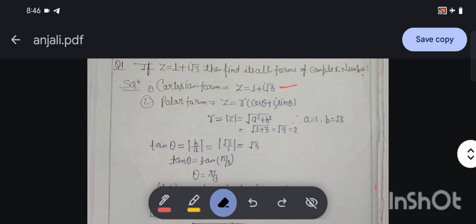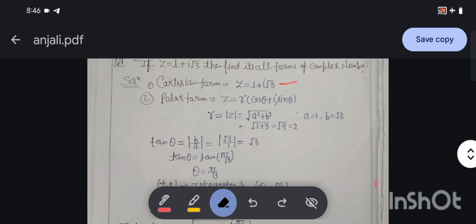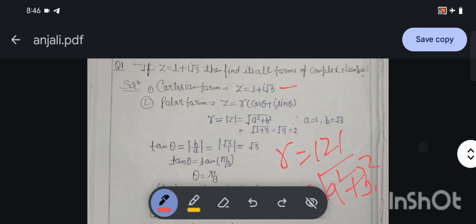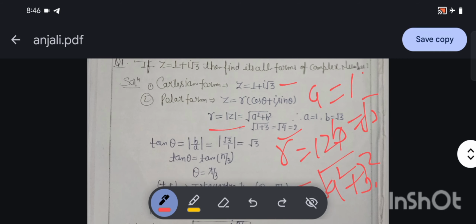So how will we find the value of r? We know r is equal to mod of z. So what is the value of mod of z? Root of a square plus b square. And what is the value of a? a is equal to 1 and b is equal to root 3. So r is equal to root of 1 square plus root 3 square. So 1 plus 3, root 4, is equal to 4. Okay, then we will find the value of theta.